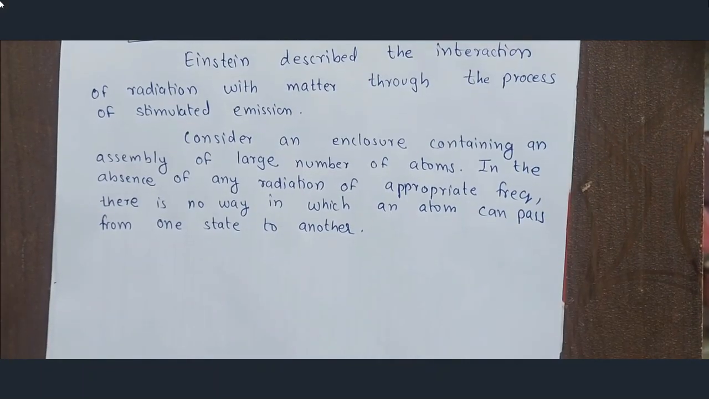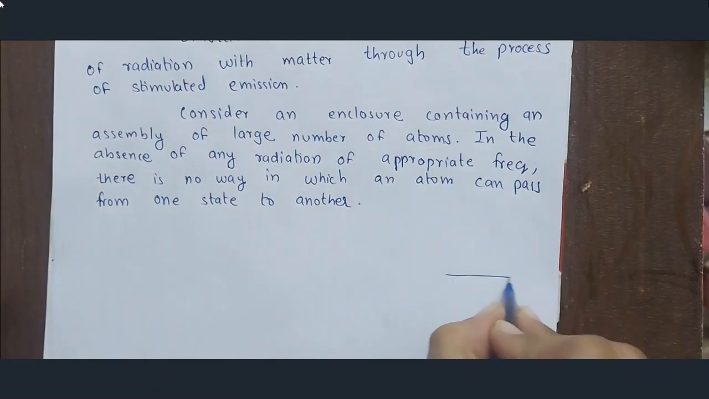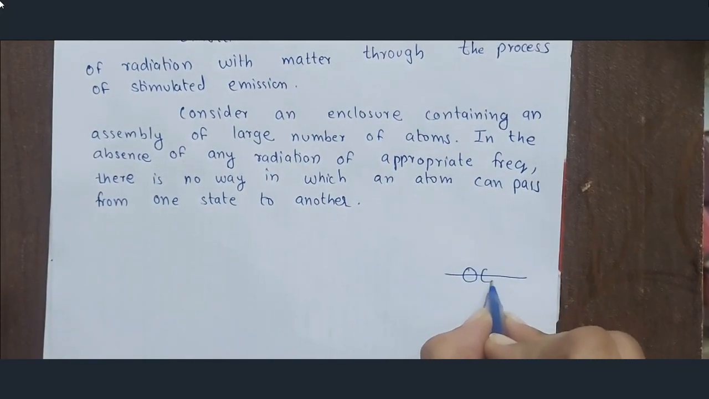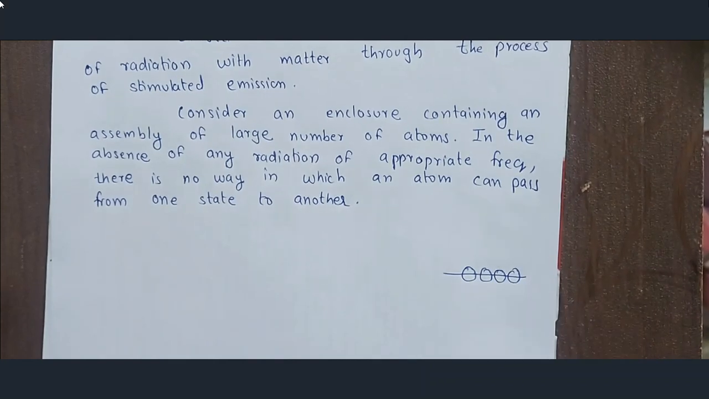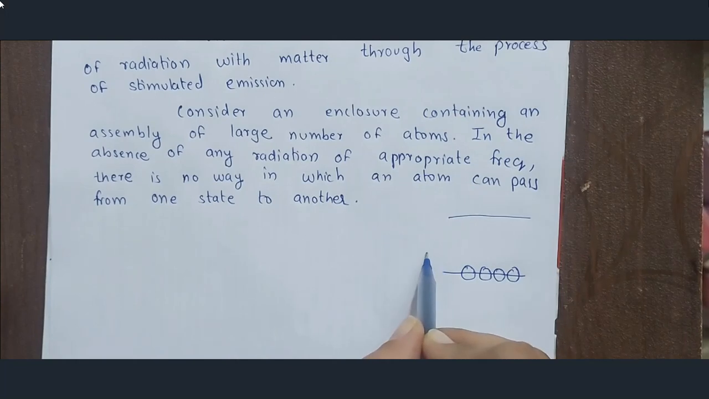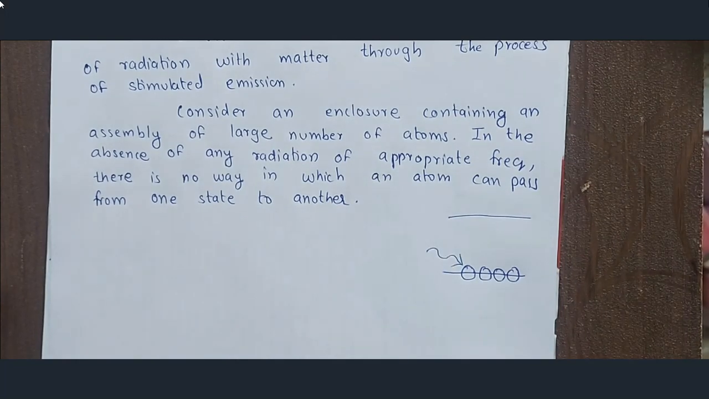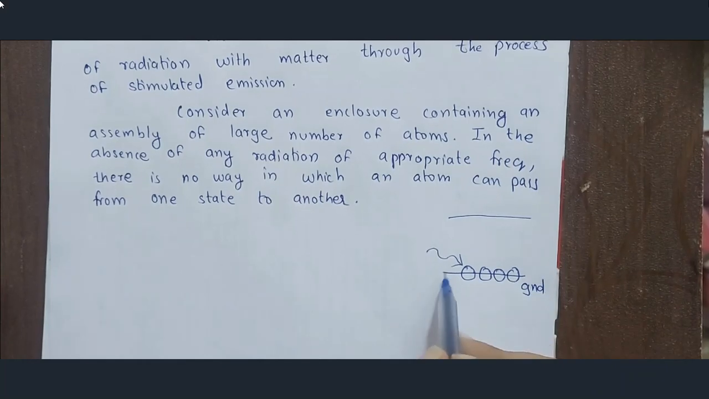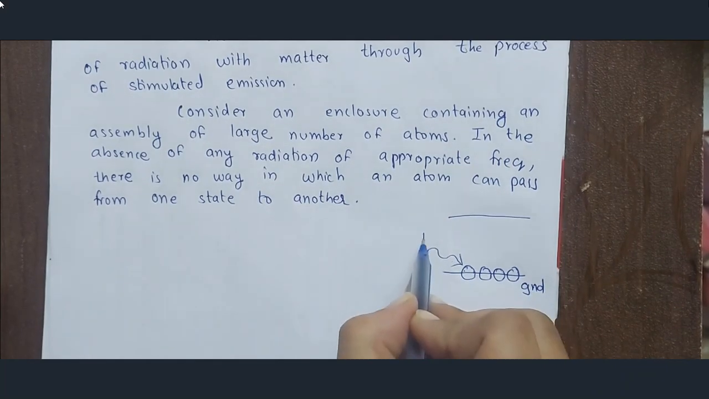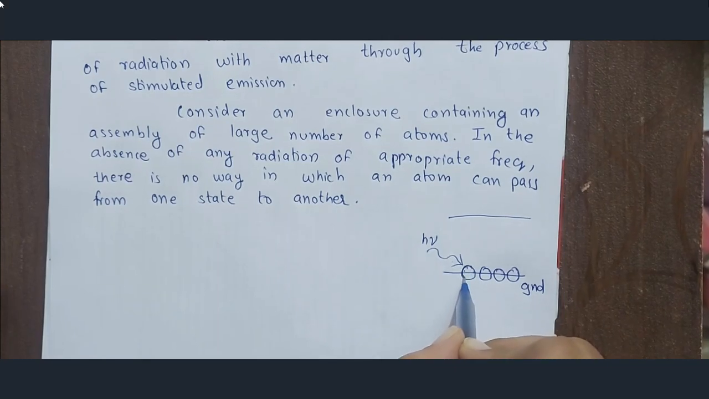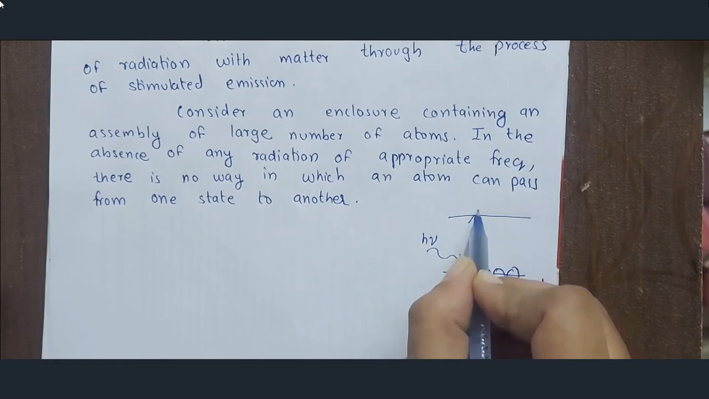Now suppose here is one state in which the atom is at rest. It is not having any energy, and suddenly electromagnetic radiation falls on this assembly of atoms. Initially this atom is in the ground state. After absorbing a photon of energy h nu, the atom's energy is raised and it will go to the excited state.